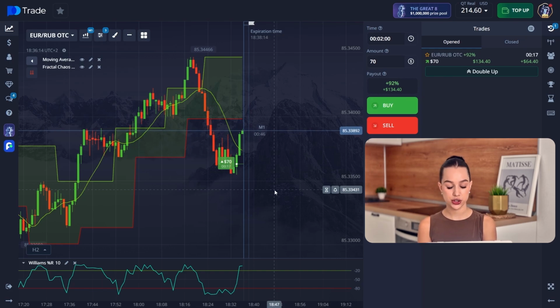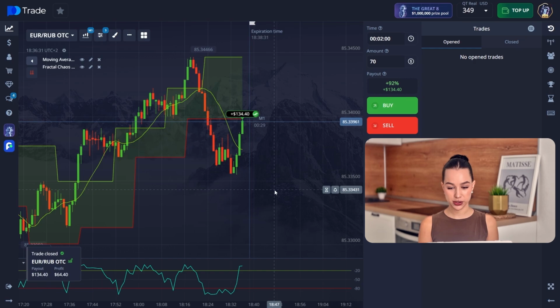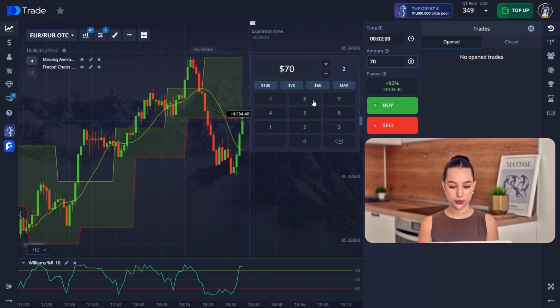So of course, you also need to understand that sometimes the market is really crazy, some situation happens, some news just dropped, for example, in the market that could affect your trading session. So you need to be ready for everything, and that's why you need to use risk management, money management, and the catch-up system as well. 1 second, we close the trade in a plus. Okay, perfect. We have already $349.